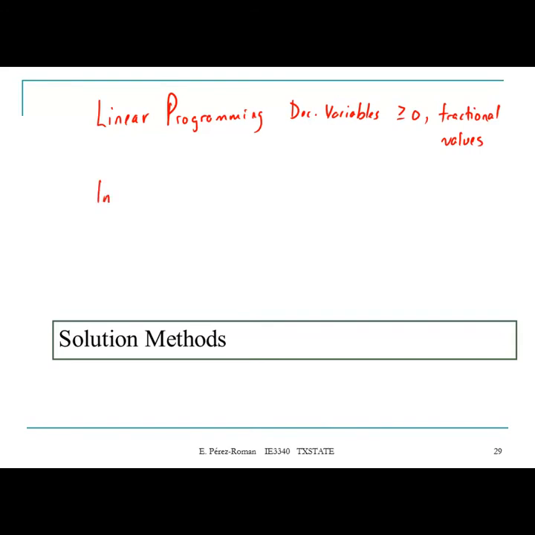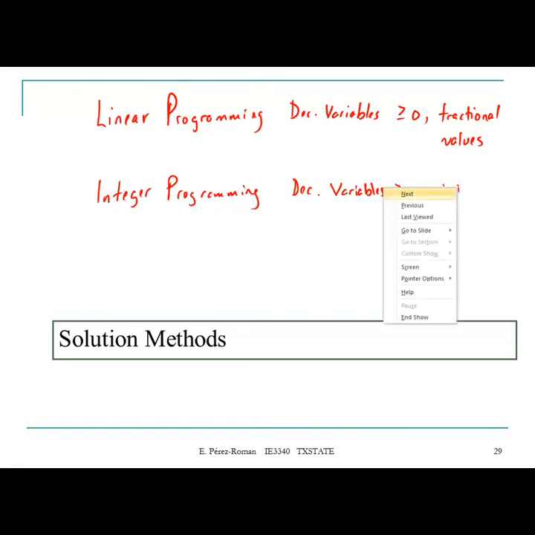In integer programming, decision variables are also greater or equal to 0, but they are integer. So you're forcing your decision variables to have integer solutions. That's the main difference, and that creates some problems in terms of finding the solution.